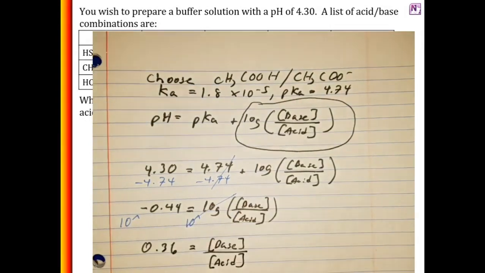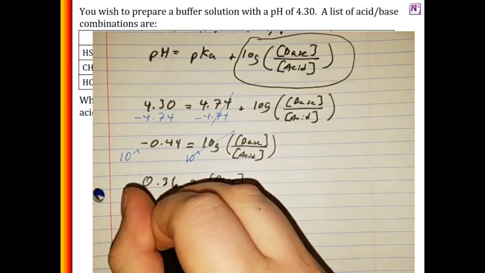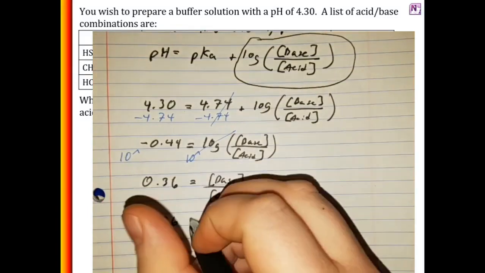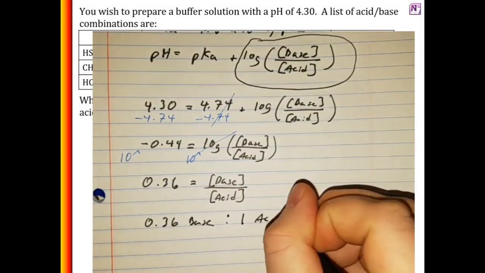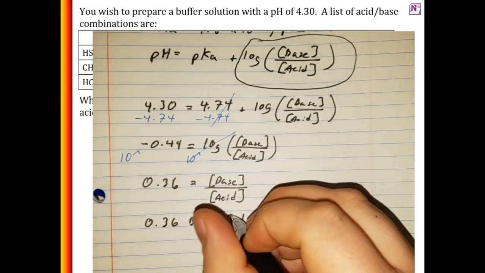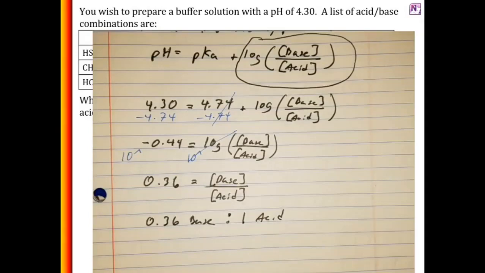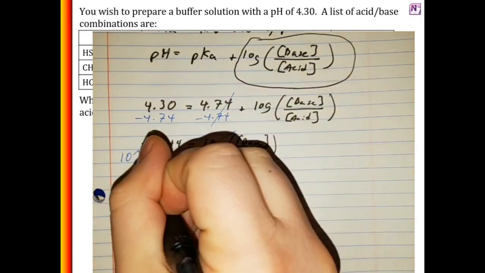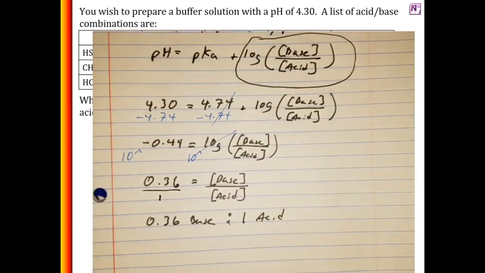What this means is that we have 0.36 base for every 1 acid. Remember, when you end up with a decimal like this, it's really saying 0.36 to 1, so there's actually a 1 under here. That tells us our ratio. These problems really aren't super complicated. You just have to understand what you're solving for and how to get there.